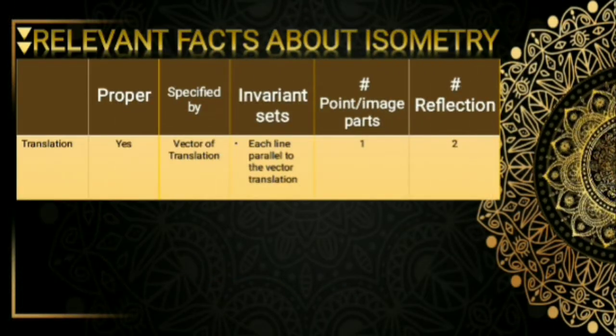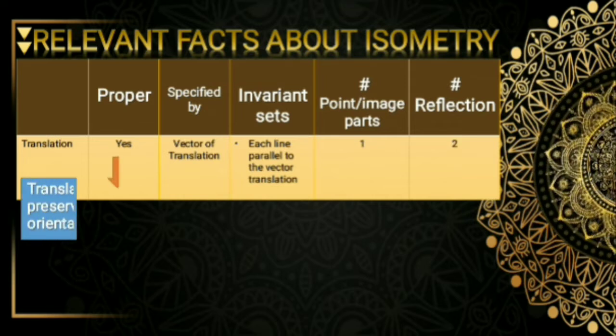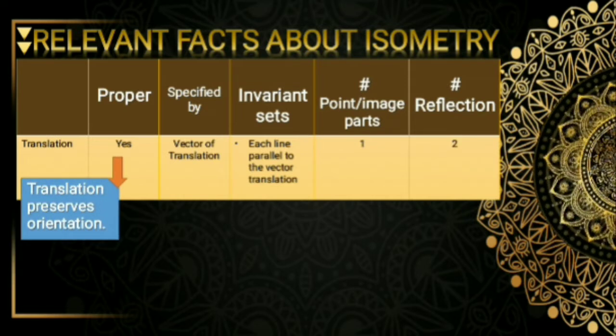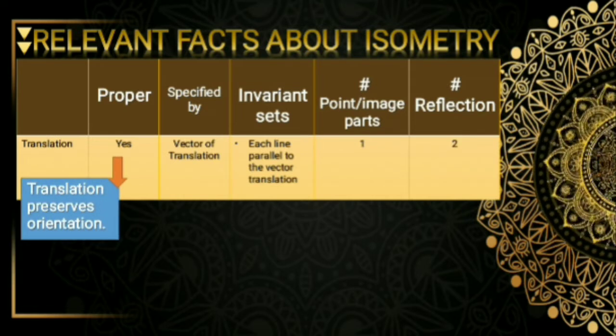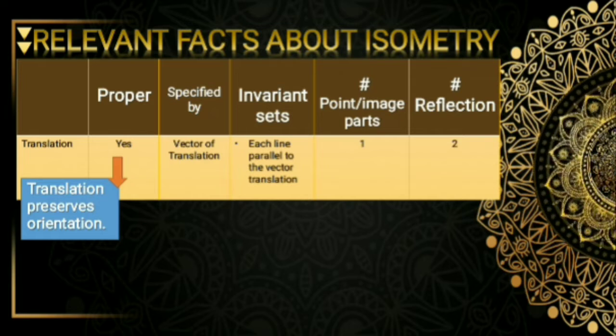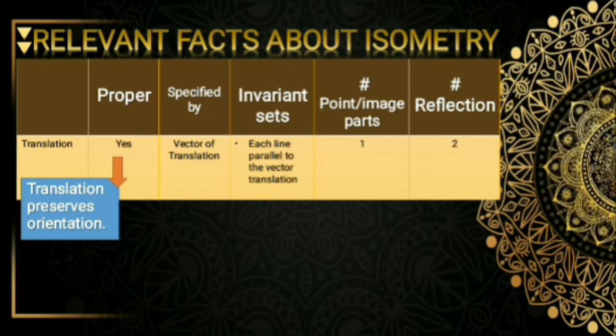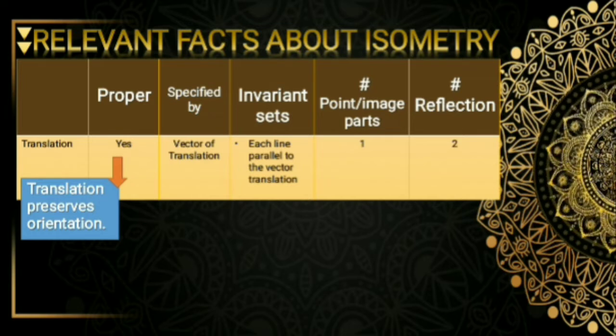The next geometric transformation is translation. As what we have learned about translations, it preserves orientation. Left stays left, right stays right, top stays top, and bottom stays bottom. Isometries that preserve orientation are called proper isometries. Thus, translation is a proper isometry.